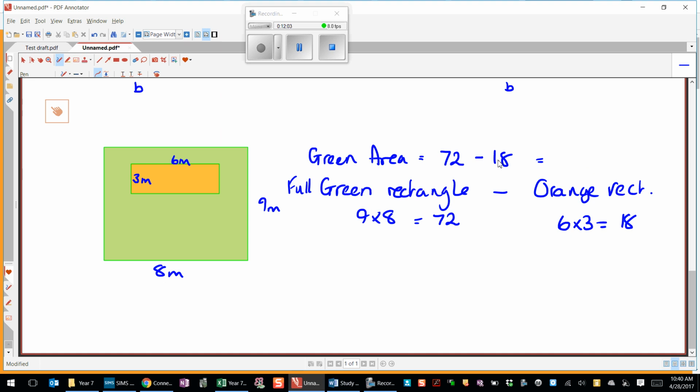See, what I do is take away 20, and then add 2 back on. So 52, add 2 back on, makes 54. And the units are? Meters. Oh, meters. Square meters, yeah. Good. Okay. So it's a simple example of one way you take away.